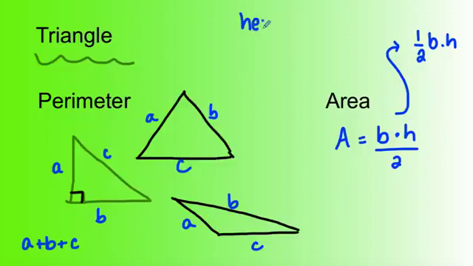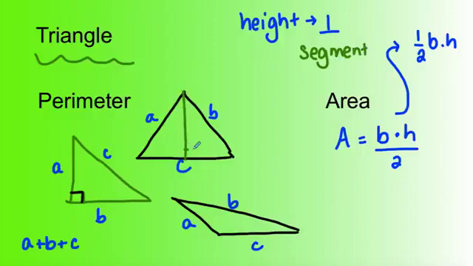So the height of a triangle is a perpendicular. There's me using that perpendicular symbol. It's a perpendicular segment inside or part of the triangle. So, for example, in this triangle, this right here is the height. In a right triangle, this could be considered the height. Even this side could be considered the height. It's a perpendicular segment. In this obtuse triangle, the height is actually going to go across like this and be perpendicular.